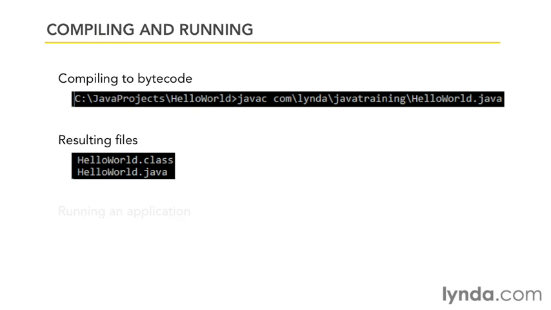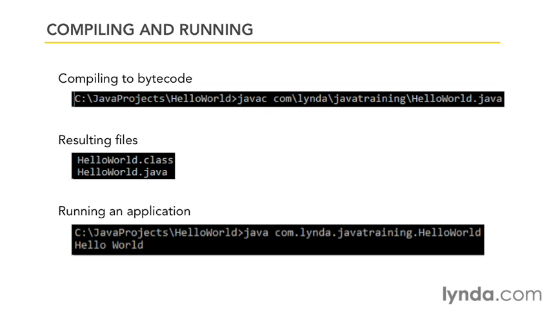Now, to run the application from the command line, I would use the java command. I would once again start in the project directory, HelloWorld, and I'd call the class using dot-separated syntax, just like the package was declared in the source code, com.lynda.javatraining.HelloWorld. And notice that when I run the application, I'm not referencing the file extension .class. I'm only referencing the class name, HelloWorld. The application runs, and the resulting output appears in the console.